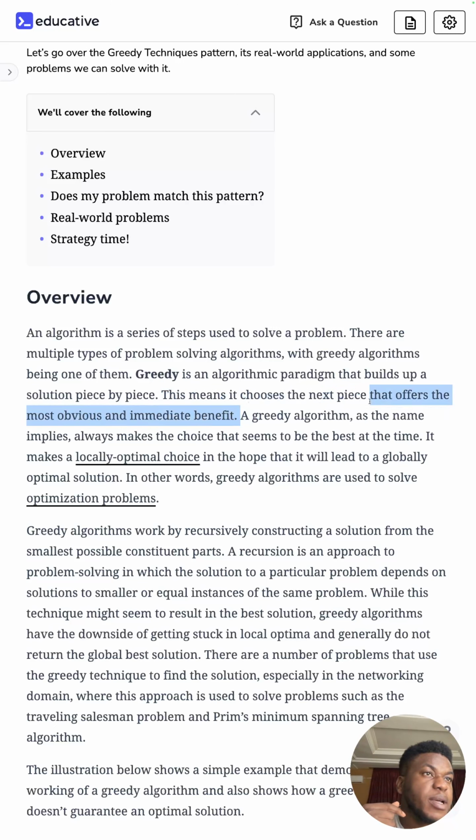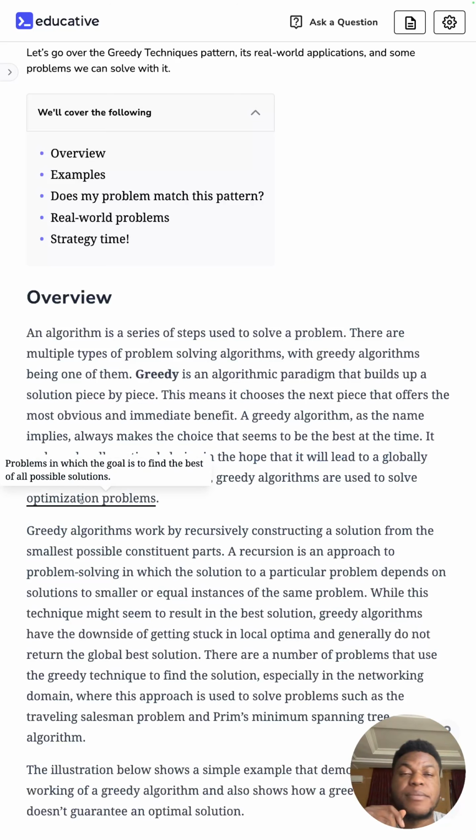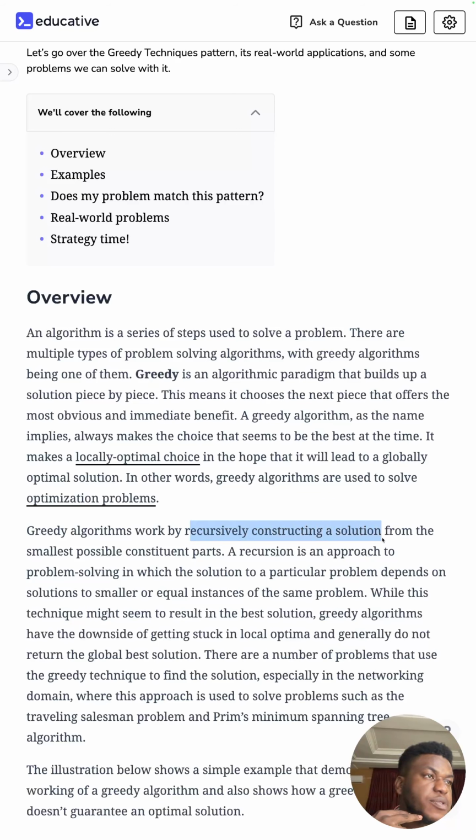As the name implies, it always makes the choice that seems to be the best at the time. So it's a locally optimal choice in the hope that that locally optimal decision will lead to a globally optimal decision. They are used to solve optimization problems. They work by recursively constructing a solution from the smallest possible constituent parts.